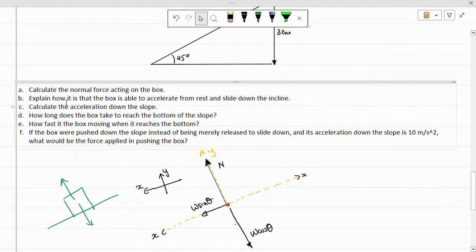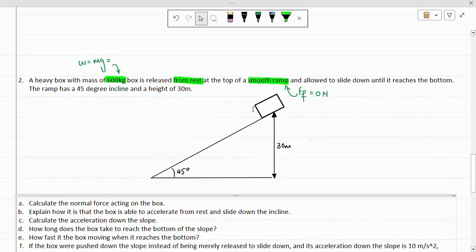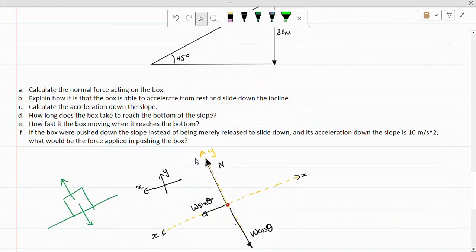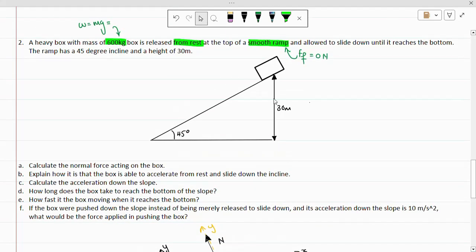Part B says, explain how it is that the box is able to accelerate from rest and slide down the incline. Obviously we're not really going to do any calculations here just yet, but we want to explain why it is able to go from rest and go down the slope. Why is it that it has an acceleration? Because we know for you to have an acceleration, you need to have a resultant force, according to Newton's first law and also your second law. So you can't accelerate if you don't have a resultant force.